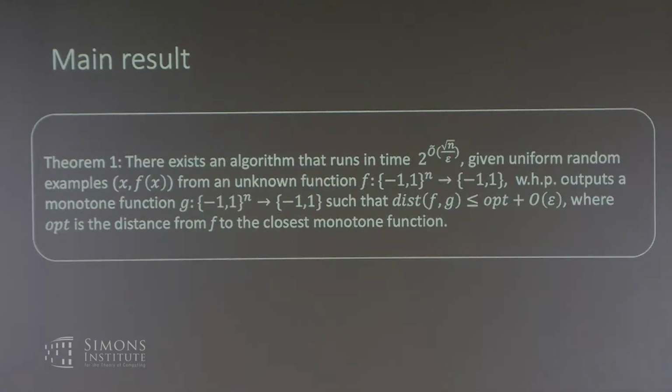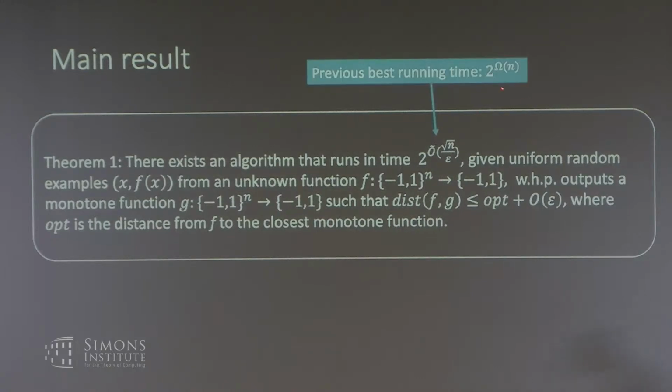So here's our main result. It's just the existence of an agnostic proper learner. Well, constructed, we give the algorithm. This is an algorithm that runs in time 2 to the square root n, given uniform random examples, and outputs a monotone function whose distance is opt plus O of epsilon. 2 to the square root n is always the running time we're shooting for. So if I say efficient in this talk, efficient refers to 2 to the square root n as opposed to 2 to the n.